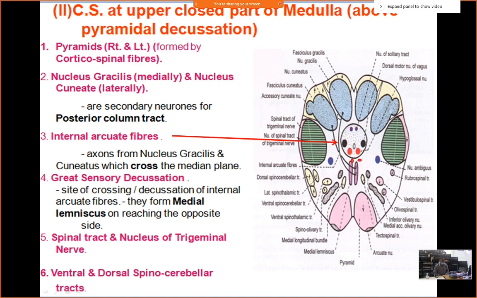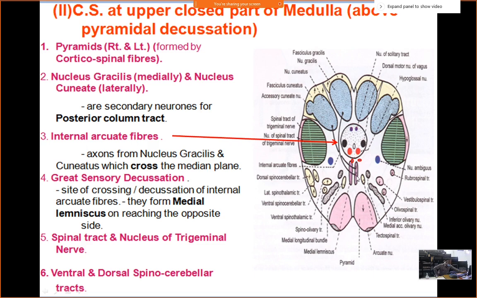What are internal arcuate fibers? These are fibers which are coming from the gracile and cuneate nucleus. What happened? These fibers will now cross here. See, this is dorsal, this lies ventral. Now this dorsal part goes to the ventral part, and the ventral aspect goes to the dorsal aspect. This is the fasciculus. This is our nucleus. What nucleus? This is the gracile nucleus. This is the cuneate nucleus. Now the fibers are going, then they cross the midline and form the lemniscus.